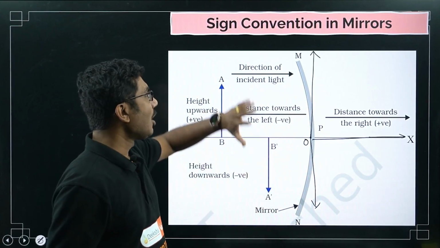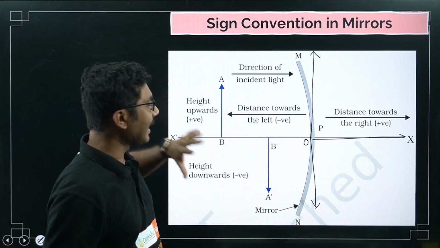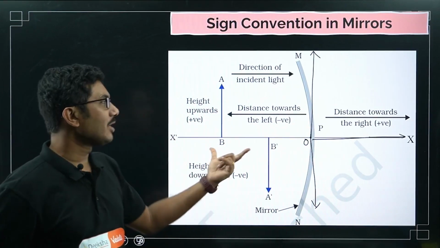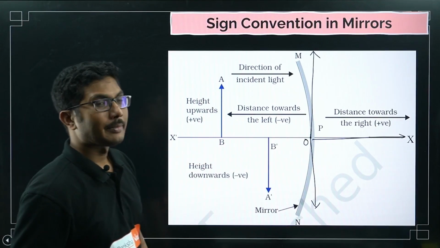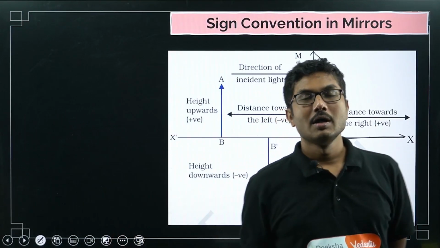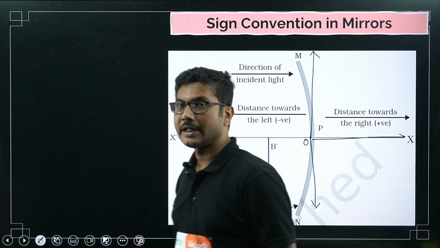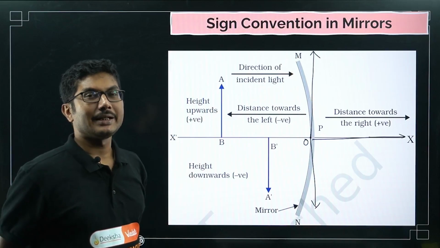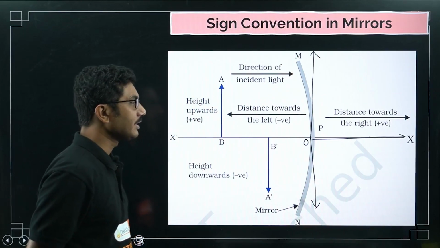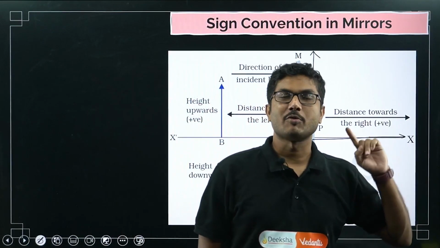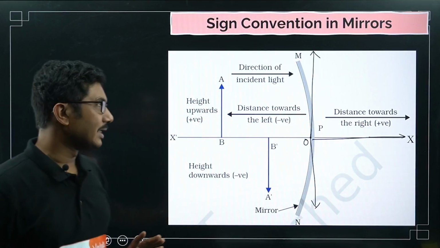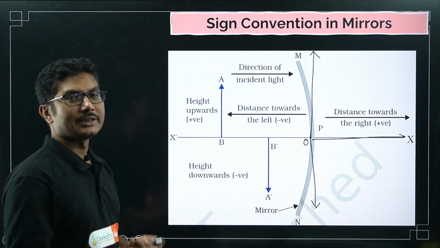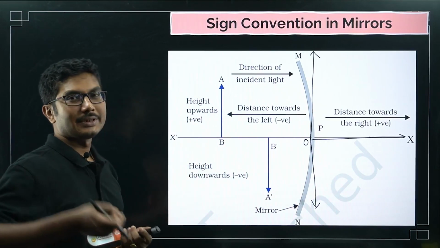If you remember this, the only thing you have to do is draw this diagram. Sometimes they ask you to draw the sign convention for spherical mirrors. You have to draw this diagram, or they might ask you to explain the sign convention for spherical mirrors. Then you have to draw this diagram first, then explain that anything along the positive x-axis is positive, anything along the negative x-axis is negative, anything along the positive y-axis is positive, anything along the negative y-axis is negative. Simple as that. Basically this is the coordinate system, so we can measure the distances correctly.